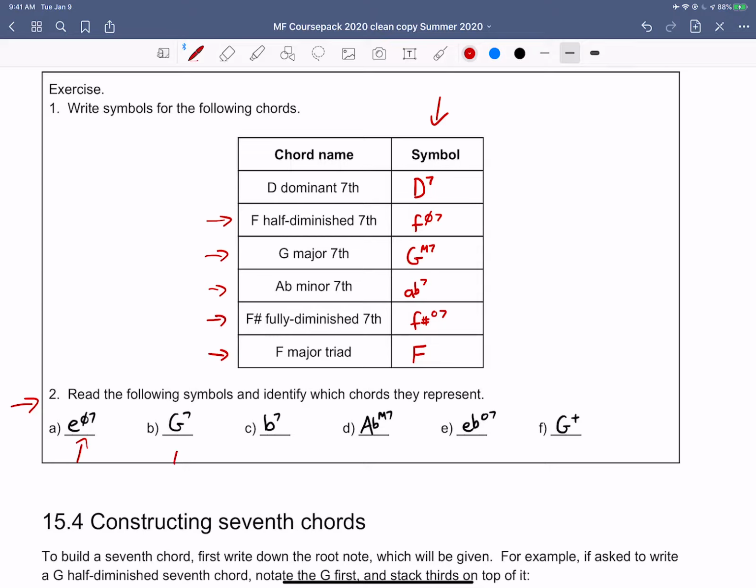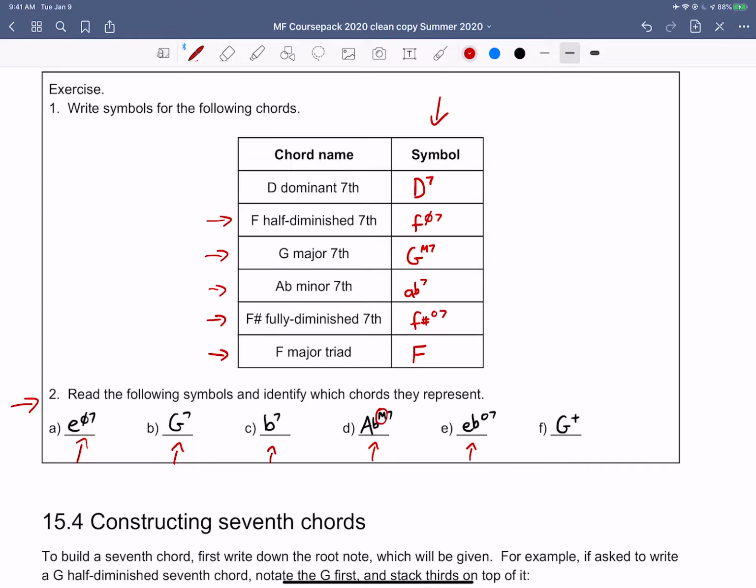Next up, this is the one to be careful of. I know that on the surface it looks like it could be major, but remember, dominant is way more common than major. So this one is a G dominant 7th chord. Next one, we just have a lowercase letter and the superscript 7, so that's a B minor 7th chord. Next, we do actually have that superscript M here, so this is definitely a major 7th, so we would call it an A flat major 7th chord.